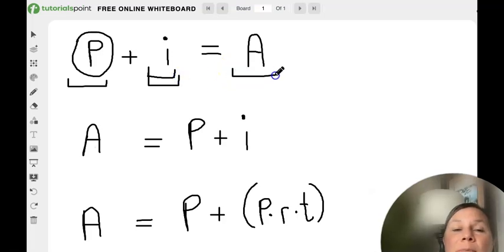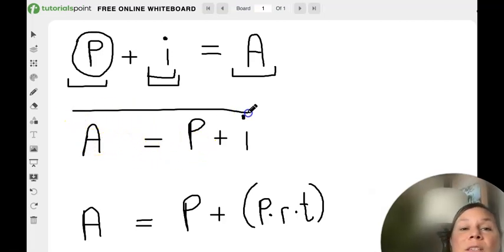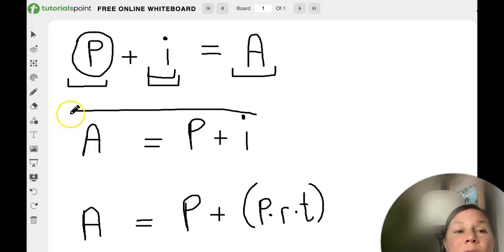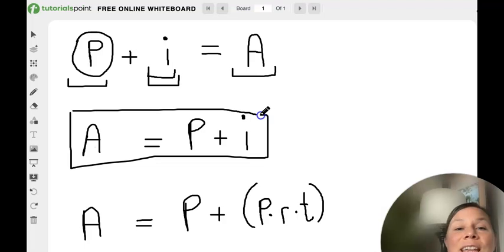So what I've done here is I've taken the same formula, and instead of starting with P plus I, I'm starting with A. P plus I equals A is the same thing as A equals P plus I. So this is the formula that you are seeing in your discussion. And I is your interest. Interest is how much you're making on what you are investing.